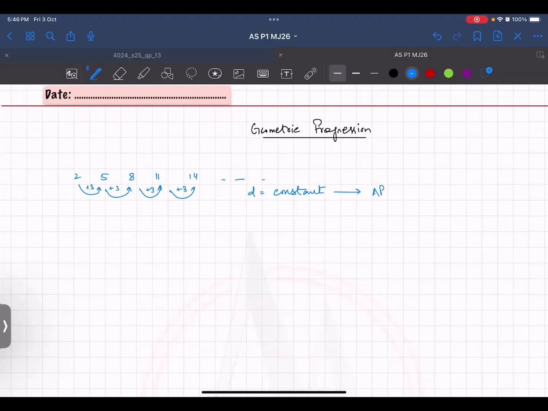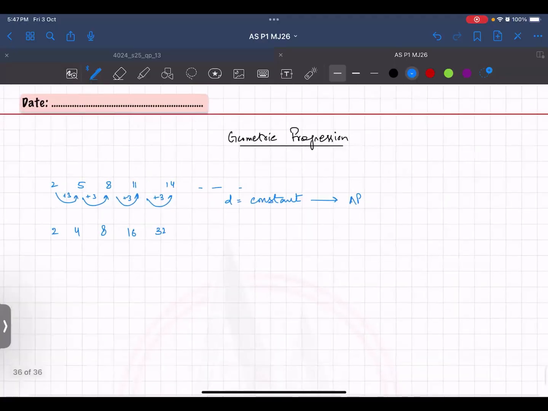And if your D is not constant, you can have other things as well. But right now, because we have only two things, if it is not AP, then definitely it would be GP. For example, you have 2, 4, 8, 16, 32. If you find the difference between the consecutive terms, plus 2, plus 4, plus 8, plus 16. So look, the difference is not constant. So definitely this would be the other one, which is GP.